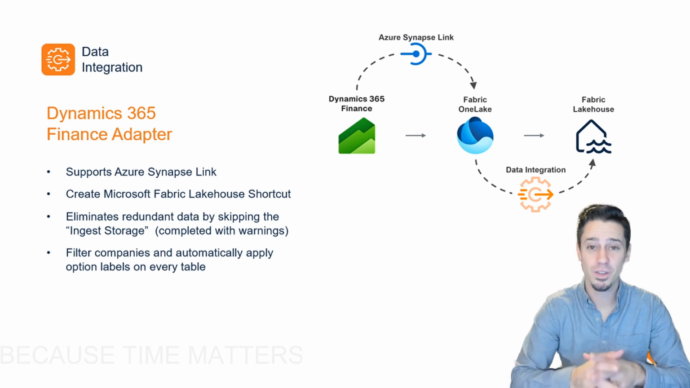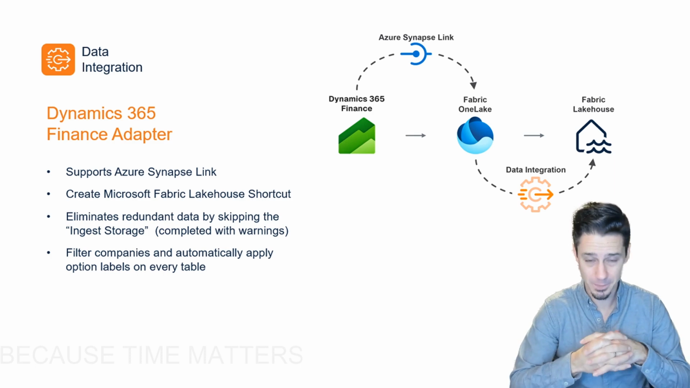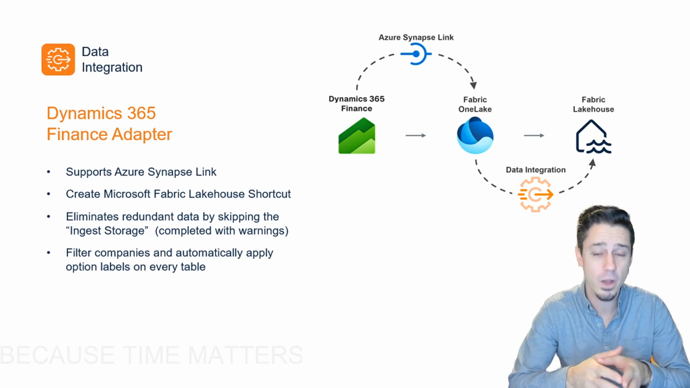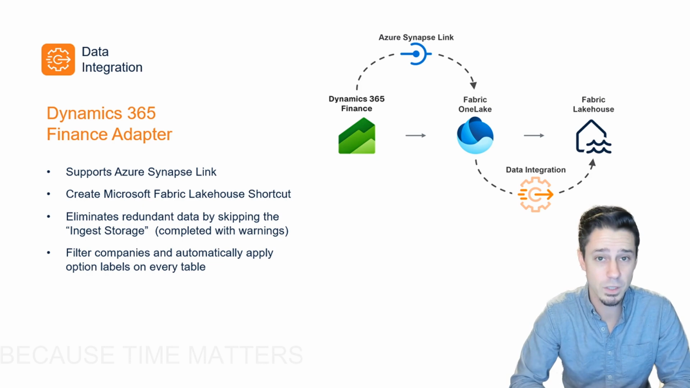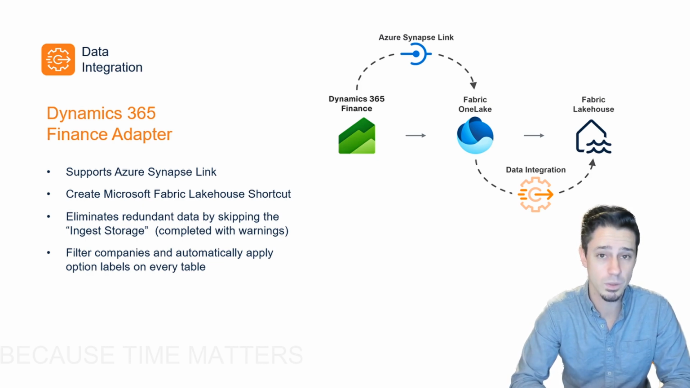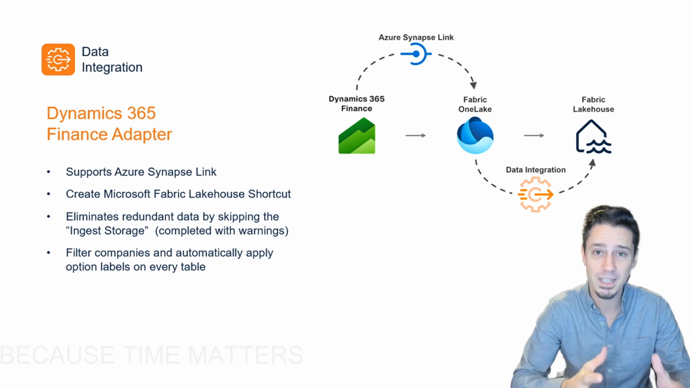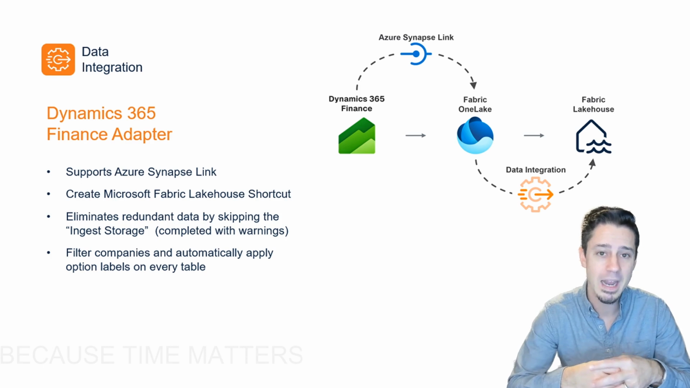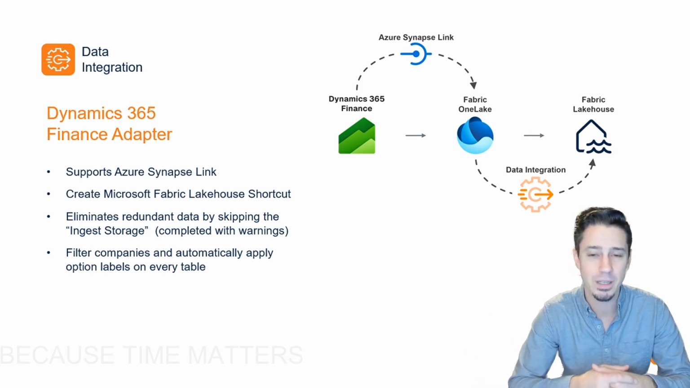Now, moving on to the new Dynamics 365 Finance Adapter. Microsoft recently announced the deprecation of the F&O export to data lake functionality. But that creates a lot of challenges for all of the previous users of the export to data lake. Now, this new adapter addresses those challenges by allowing you to connect to the new Azure Synapse Link data in Fabric OneLake, and then, of course, ingest those directly into a Fabric Lakehouse.